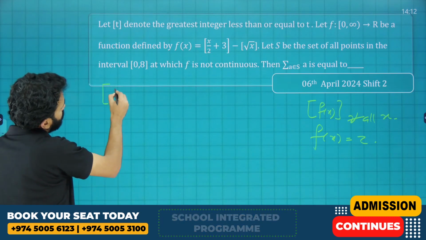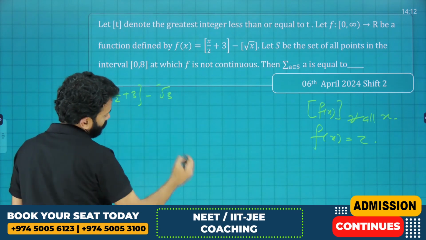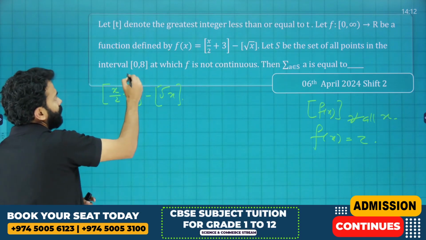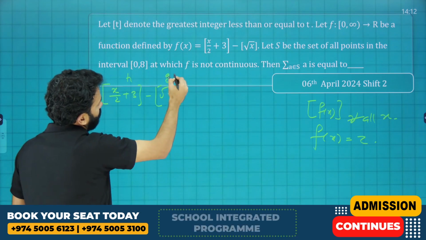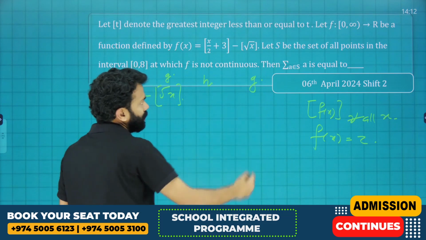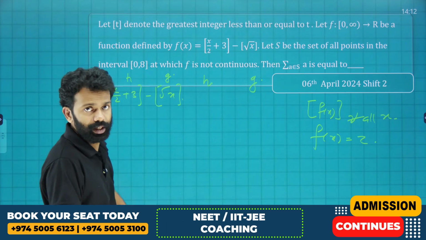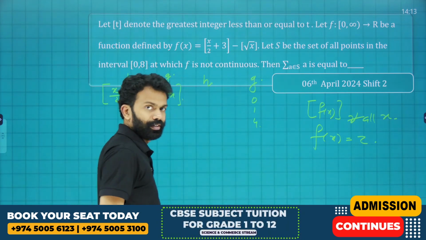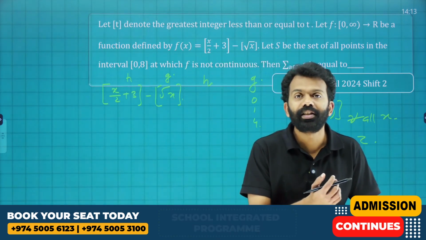That is box x by 2 plus 3 minus square root of x. Okay, let's take this function as h and this function as g. So at which point is h discontinuous and at which point is g discontinuous? See, g is discontinuous at those points where this root x gives an integer, and those points are like 0, 1, 4, right? And at which points is the function h discontinuous?